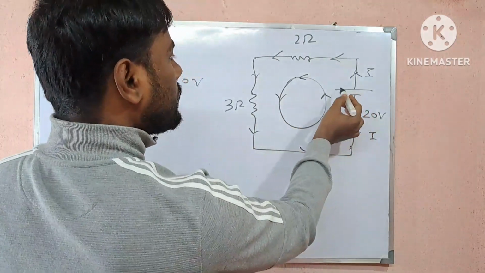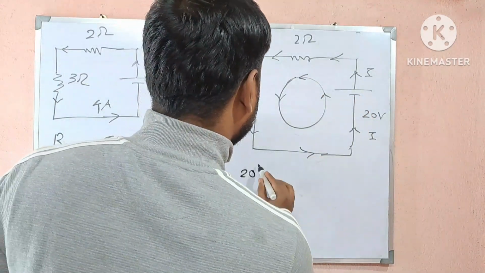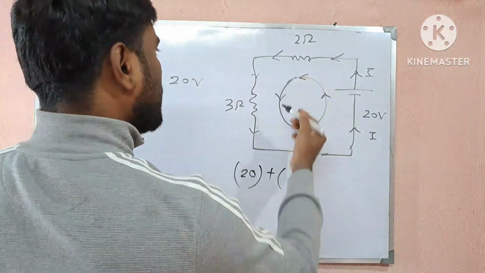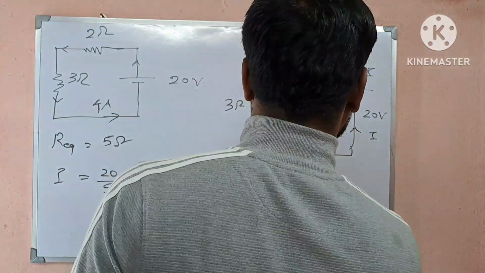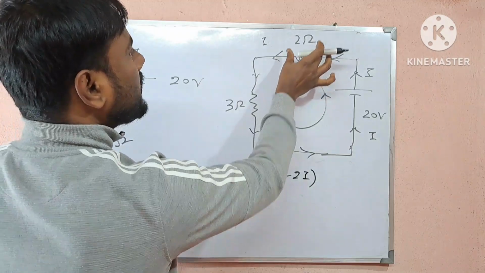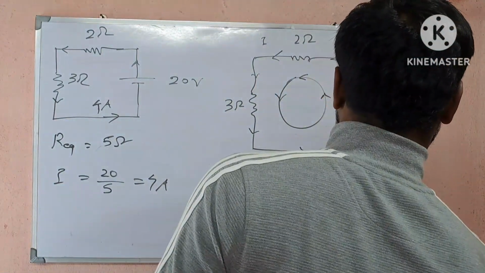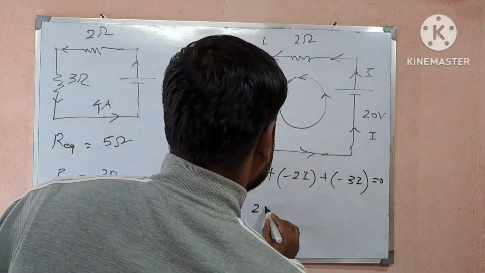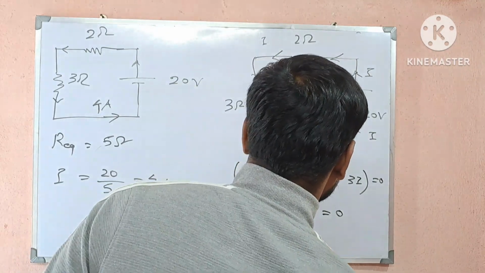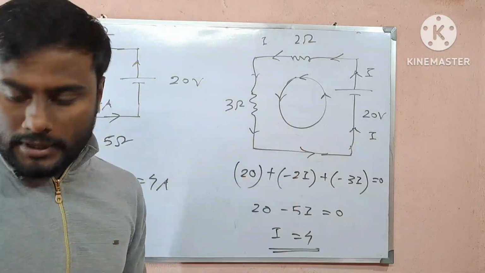Okay. Now for this cell, we are moving from lower potential to higher potential. That means we can take it positive, plus 20. Here the direction of current is this and the direction of path is also in the same direction. So we can write here minus 2I, because current I is flowing through it. So potential across it will be IR, 2 into I, but it will be negative. Similarly, here also it will be minus 3I, that will be equal to 0. So the equation is 20 minus 5I equal to 0. So I is equal to 4. No problem. The initial value was 4. By applying KVL, also the value is 4.